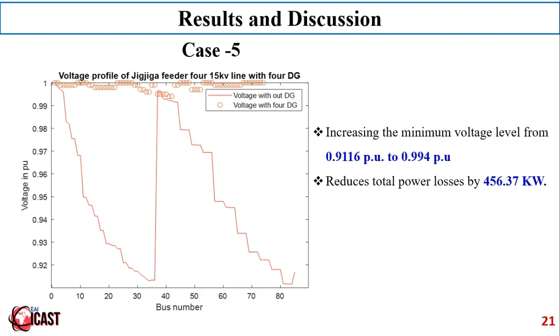And when you see the last case, case 5, integration of 4 DG, the minimum voltage increases from 0.9116 to 0.994, and the total power loss is reduced by 456.37 kilowatt.